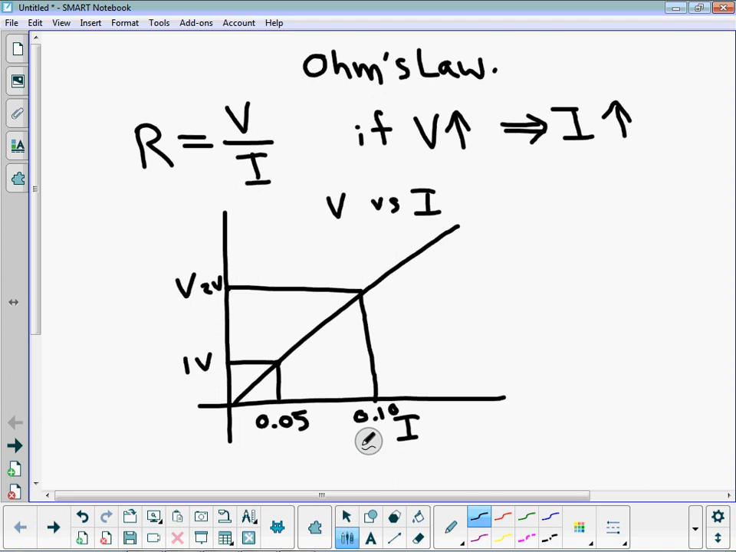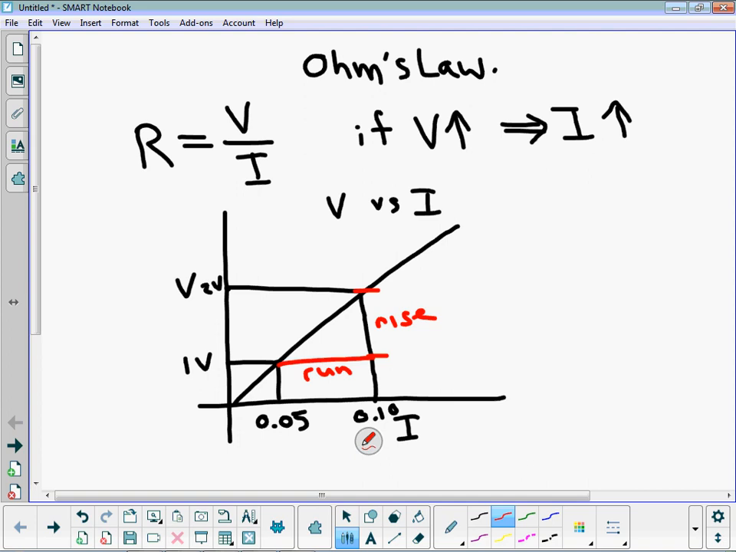Now, I can analyze this graph by looking at the run and looking at the rise. And remember, we did this at the very beginning where we did some math and some graphical analysis. What did we call it when we take the rise over the run? What do we call that property of the graph? Yep, it's the slope of the graph. Okay? A steep slope will have a high number for a slope, and a low slope will have a low number for a slope.